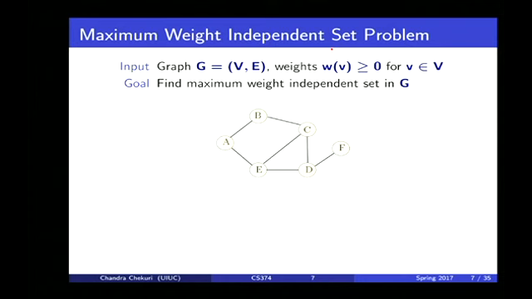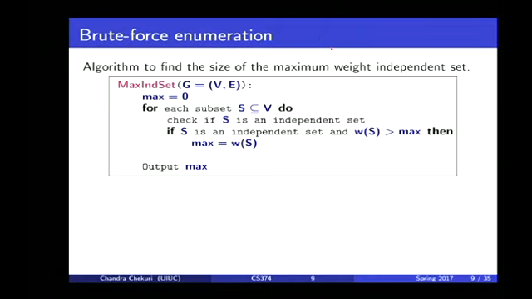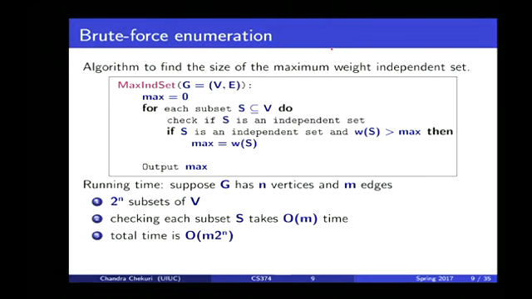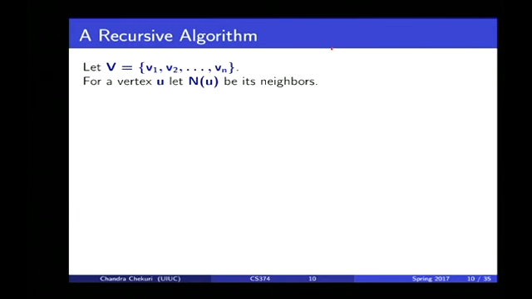Okay, so that is one way of doing it. I'm not saying that's the only way. So here is the recursive algorithm. We order the vertices arbitrarily, and notation-wise, for a vertex u, let N(u) be the neighbors of that vertex. Just notationally.